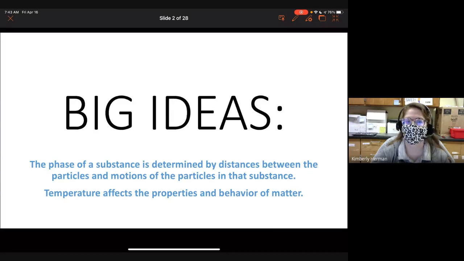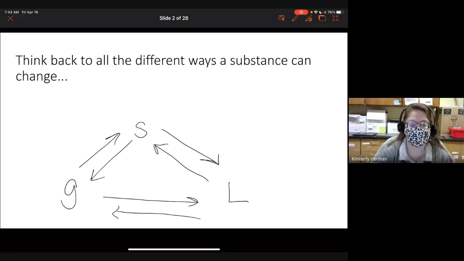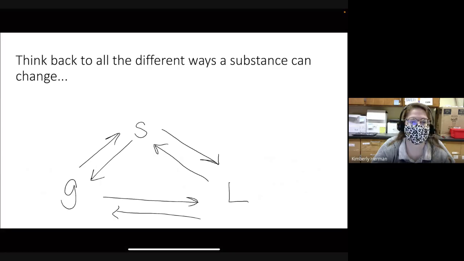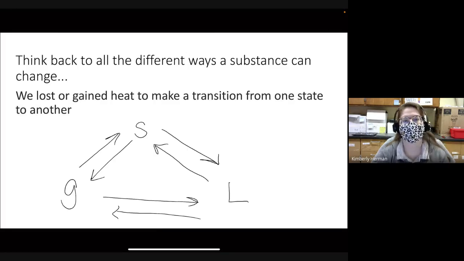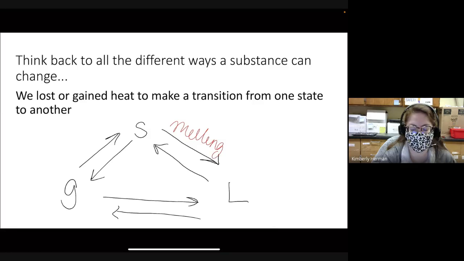Now, temperature also can affect the properties and behaviors of matter through our physical changes and our phase changes, or our transitions from one state to another. So, thinking back to all the ways our substance can change, remember we either lost or gained heat to make a transition from one state to another, and we wrote it on our diagram. So, if we're going from solid to a liquid, we're gaining energy and we're going to be melting. If we do the reverse, we're going to be losing energy and we'll be freezing. So, we'll keep these transitions in mind as we talk about a phase diagram in this video.